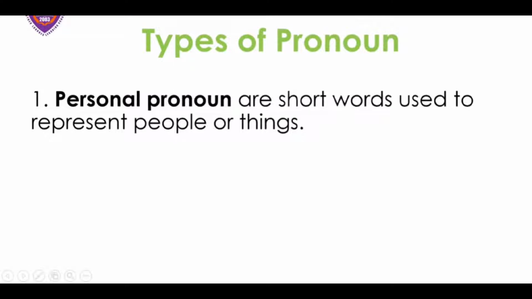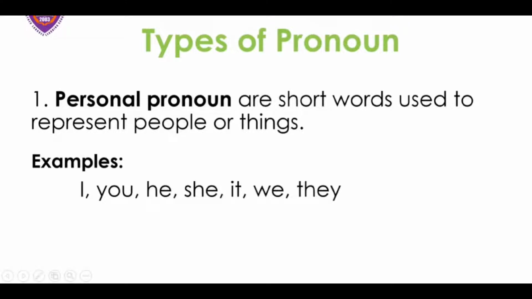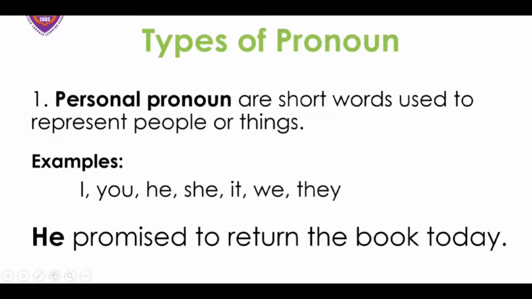Types of pronoun. Number 1. Personal pronoun are short words used to represent people or things. They are used to avoid repetition. Examples: I, you, he, she, it, we, they. Example sentence: he promised to return the book today. The pronoun he represents a name of a male.